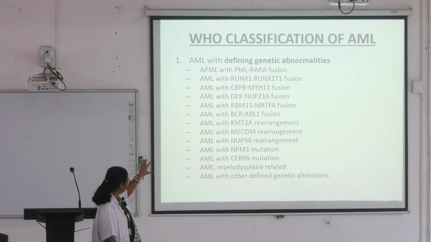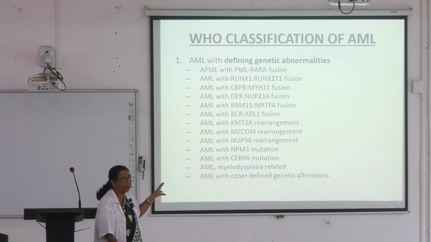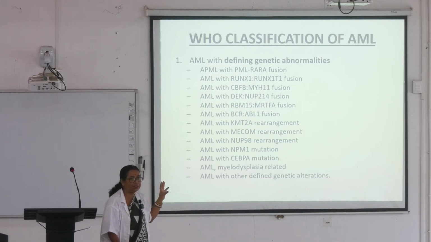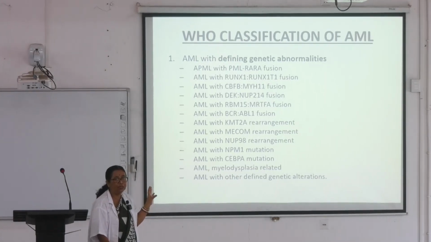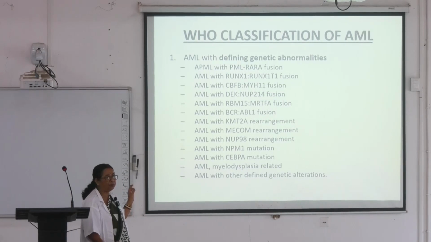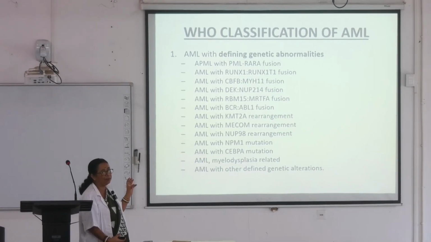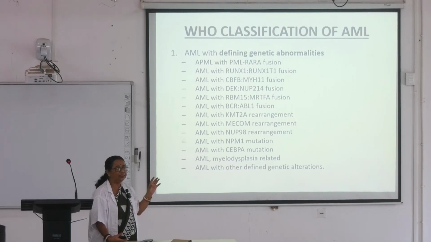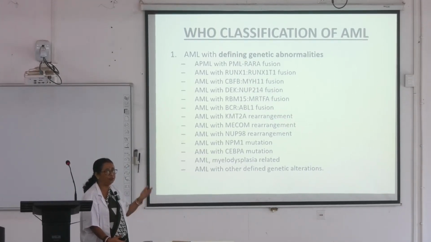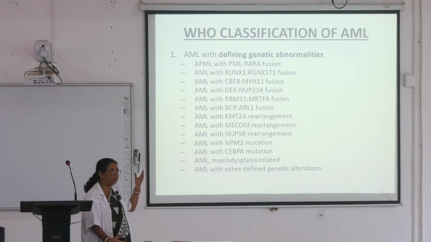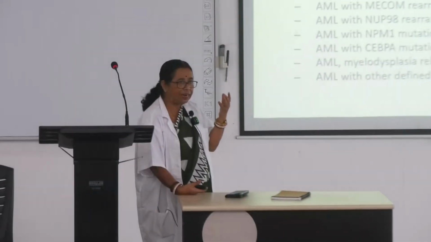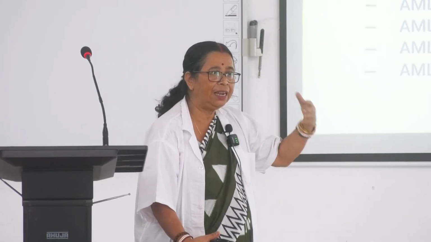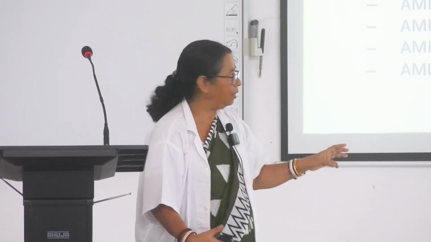Some of these genetic abnormalities are responsible for bad prognosis, some are for good prognosis. So here is the importance of WHO classification. If we get these genetic abnormalities in detail, then we can say this is for bad prognosis, this is for good prognosis, and this can be treated by targeted therapy. We can go further for molecular study, and targeted therapy can be given.